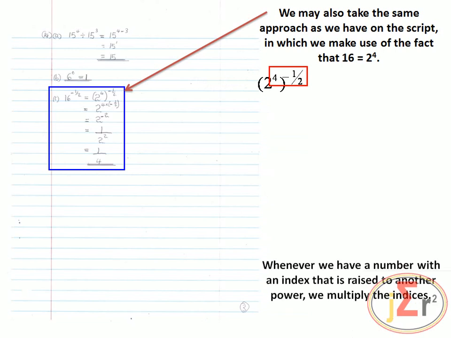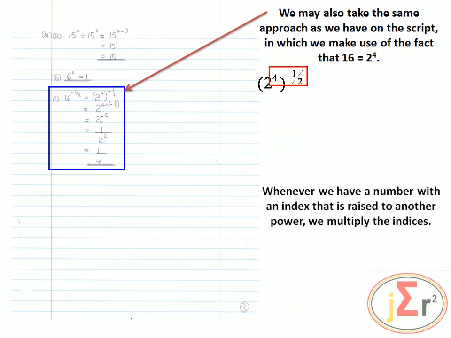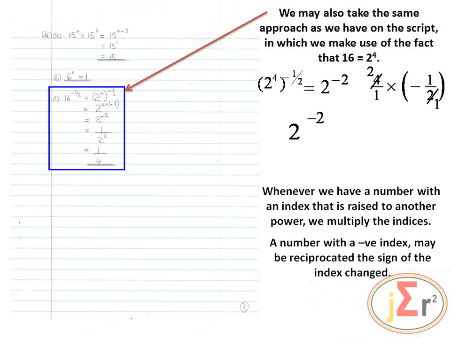Multiply the indices. Whenever we have a number with an index that is raised to another power, we multiply the indices and we reduce by a common factor of 2. 2 into 2 is 1, and 2 into 4 is 2. And do not forget this negative sign right here. So we have 2 to the power of negative 2. And what do we do with that 2 to the power of negative 2? A number with a negative index may be reciprocated. The sign of the index changed.